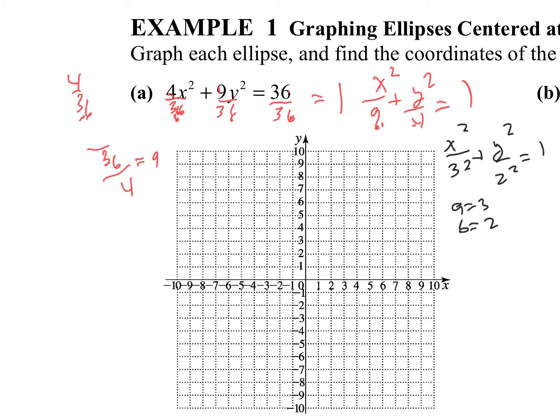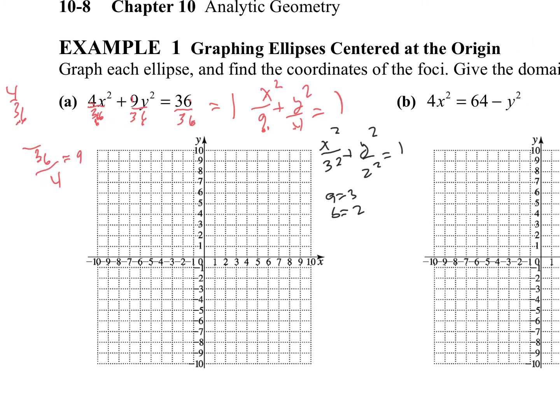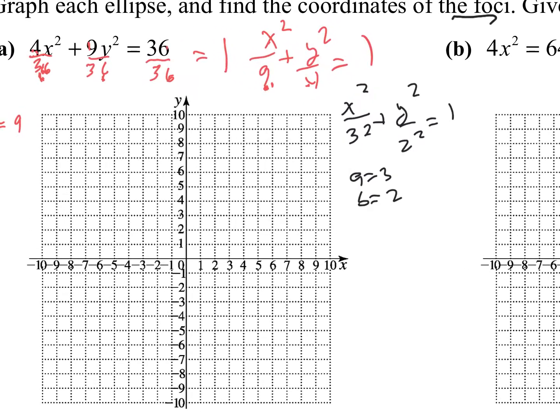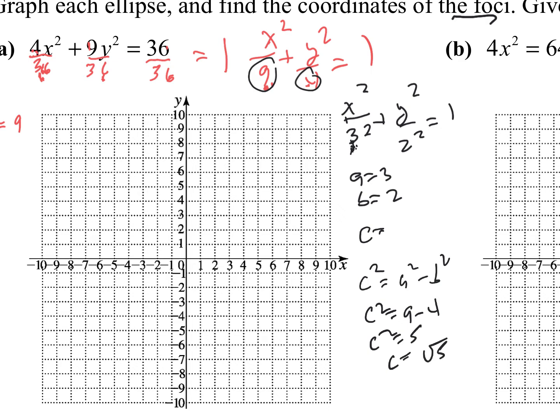He's also going to want me to find the coordinates of the foci. Then he goes back to the domain and range. We'll do that one or two times. But I need to know what c is. Remember, c squared in this case is a squared minus b squared, because the a is under the x, so it's always the bigger minus the smaller. 9, I already had it up here, 9 minus 4. c squared is 5. c is equal to plus or minus square root of 5.